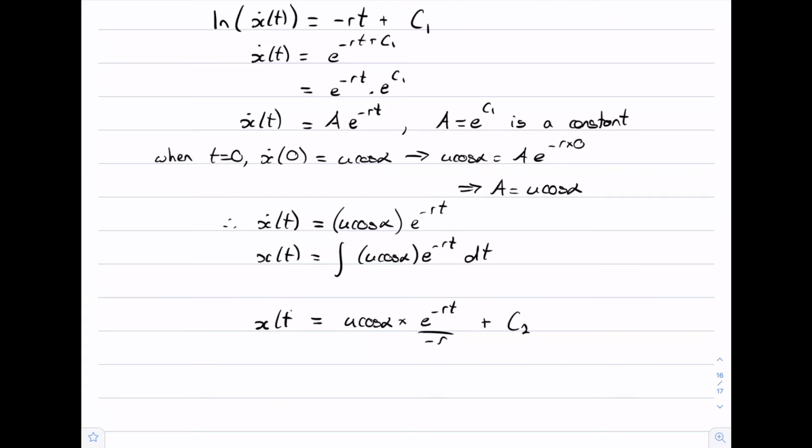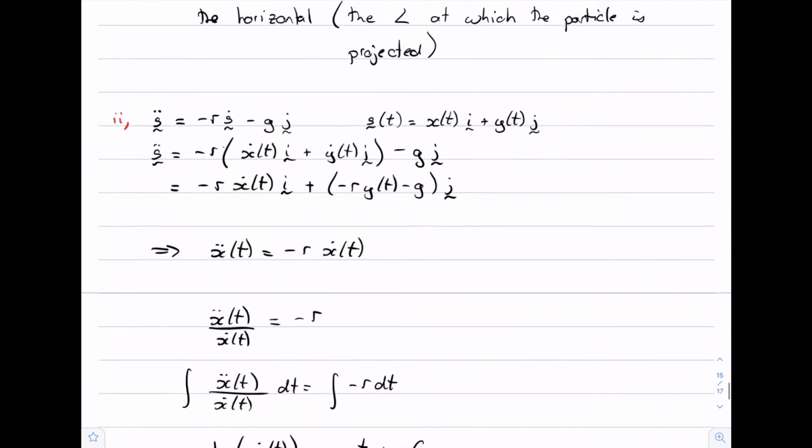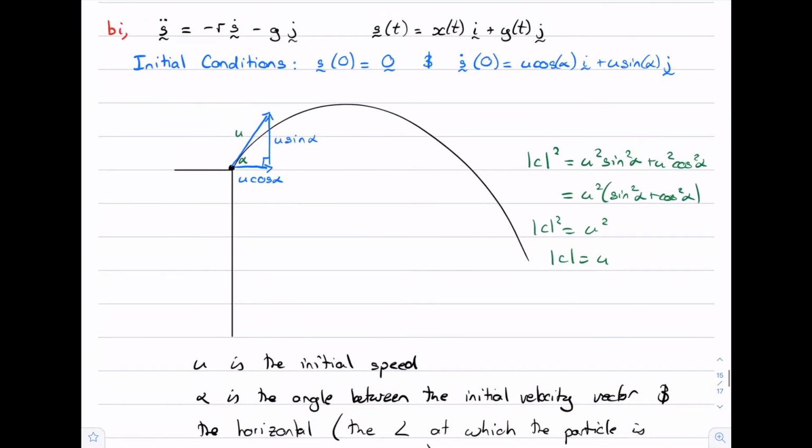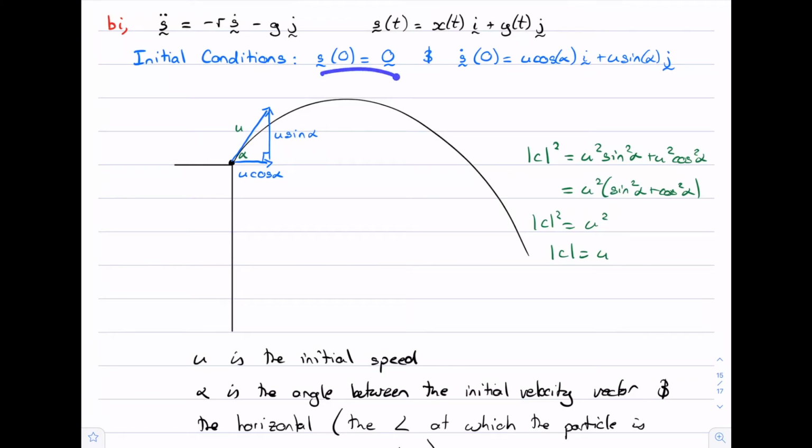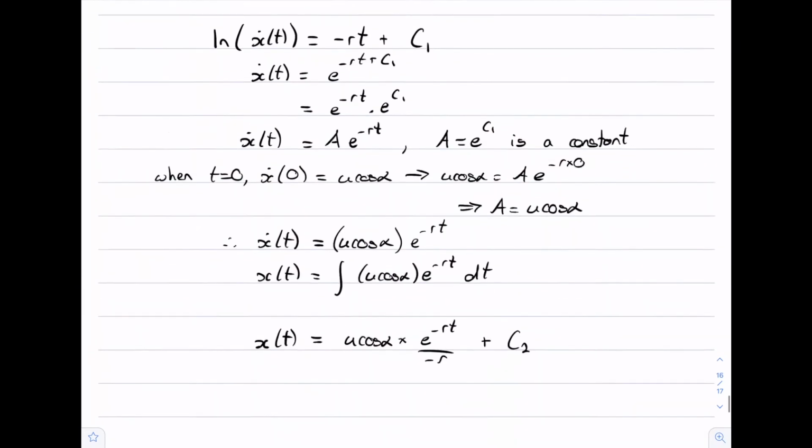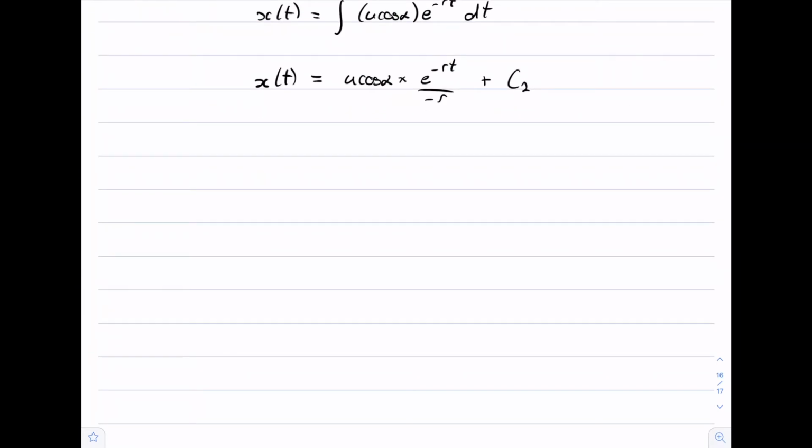And again, I need to work out what c2 is, and I use my initial conditions to do that. If we go back to our initial conditions, we know that initially the particle is at the origin. That's what this part here is saying. It's initially at the origin, so we can use that bit of information. When t is equal to 0, x of 0 is 0.